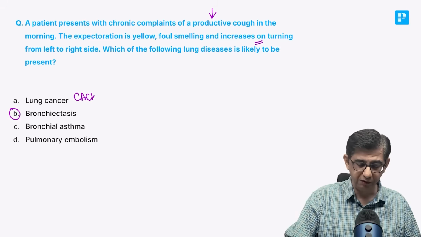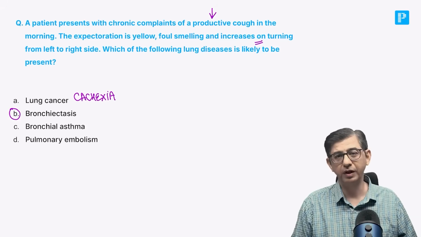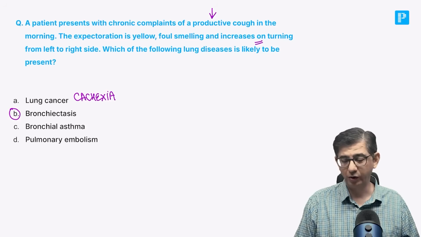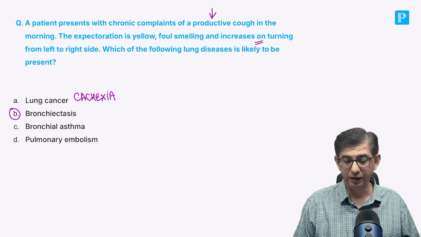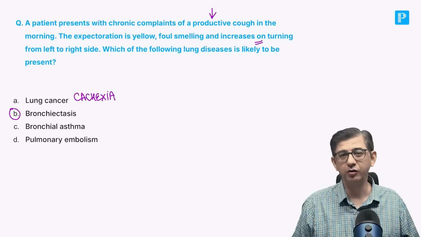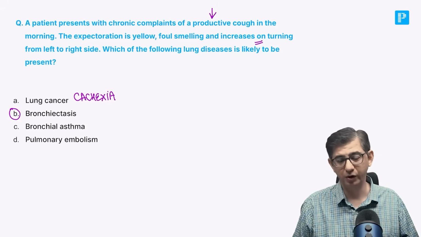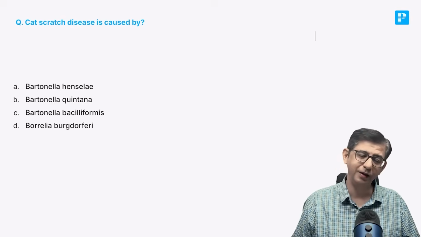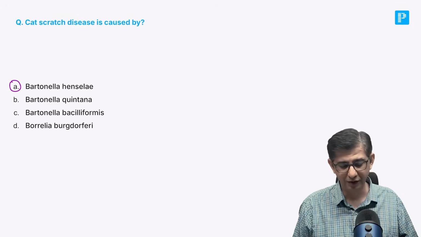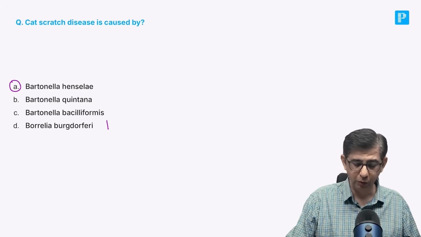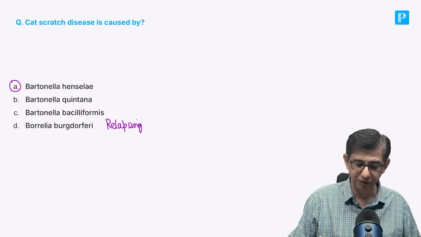Bronchial asthma will present with breathing difficulty, and pulmonary embolism will usually have some risk factors of deep vein thrombosis. But considering that productive cough and change in position contributing to the increase in the expectoration is the main reason, the answer to this question is bronchiectasis. Then is cat scratch disease, that's caused by Bartonella henselae, pretty straightforward. Borrelia burgdorferi would be responsible for relapsing fever.